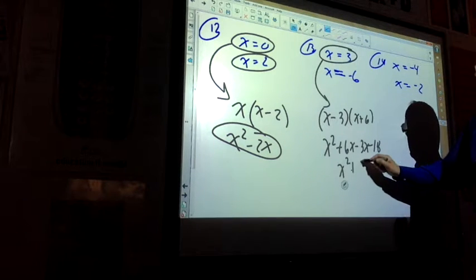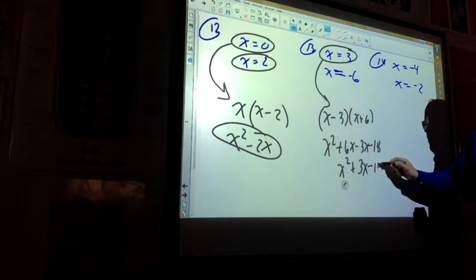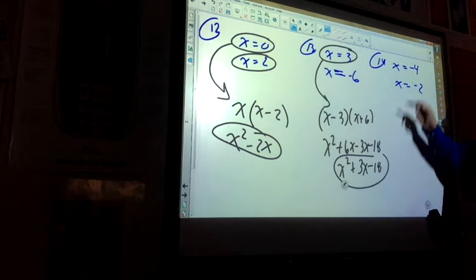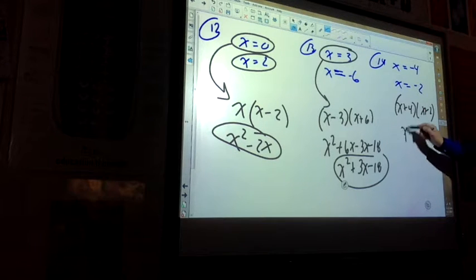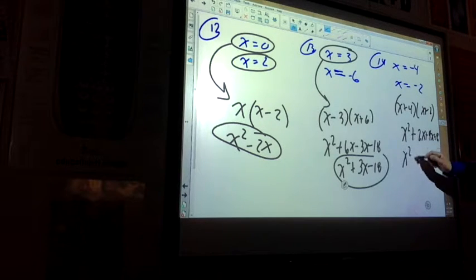X squared plus 3x minus 18. And this one is x plus 4. X plus 2, multiply it out. That's 8. Squeeze in there. Okay? So those are all goods on that whole thing.